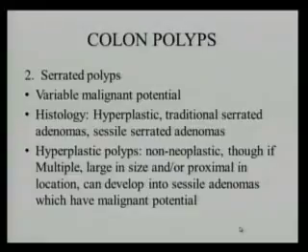The other group of neoplastic polyps is called serrated polyps. This group has variable malignant potential. It actually looks like a hyperplastic polyp, which is a non-neoplastic polyp. But these hyperplastic polyps, if they are in the right side of the colon, large in size, or rapidly growing, can develop into sessile adenomas, and those sessile adenomas have malignant potential.